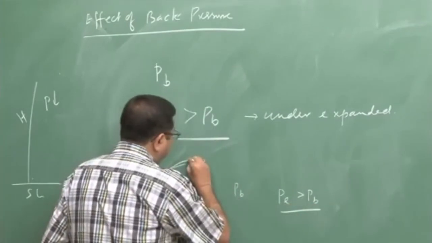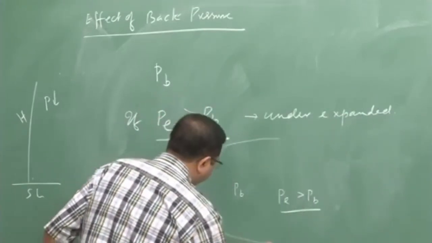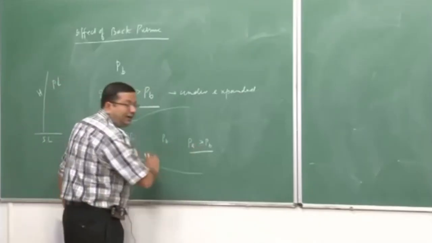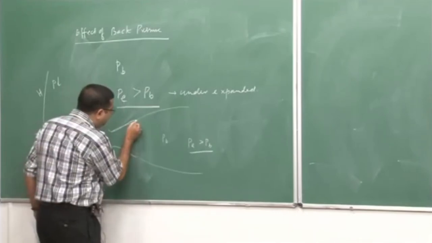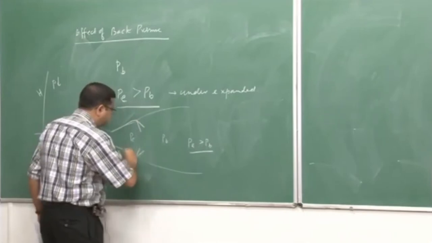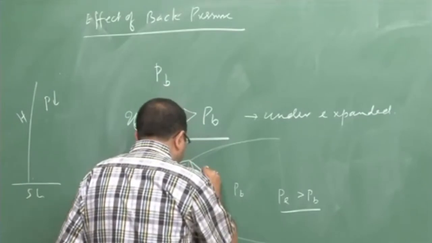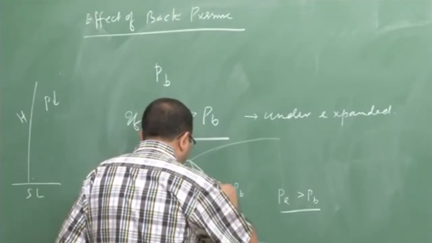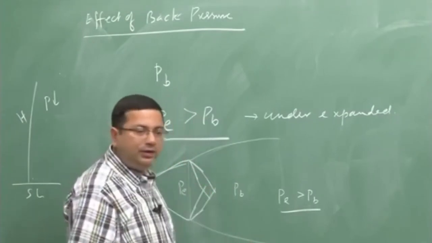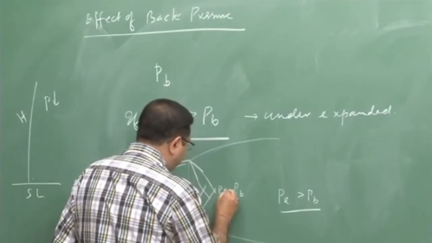So, let us say that the jet plume, let me draw it here, this is how it is coming out. Now, we have to further expand. For that, the first thing that will happen is that there is going to be some expansion fan at the edge. Now, this expansion fan will propagate like this. Because of this expansion fan, there is going to be a drop in pressure, right. So the pressure here is going to drop less than P E.